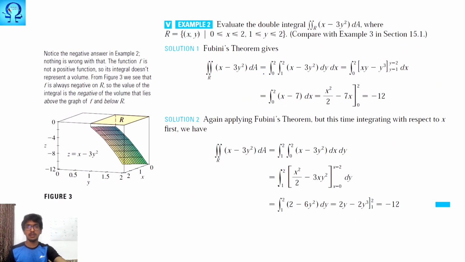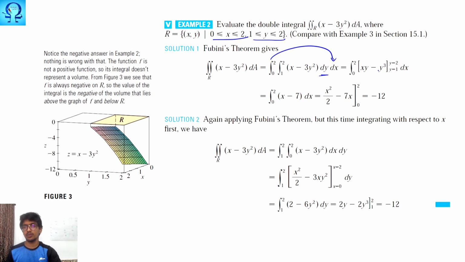Next we have an example that tells us to evaluate the double integral. According to Fubini's theorem, this may be written as integral 0 to 2, then integral 1 to 2. Integral 1 to 2 is inside, which means we'll have dy. Integral 0 to 2 is outside, that is why we have dx outside.